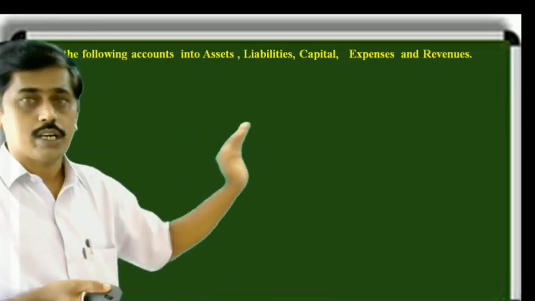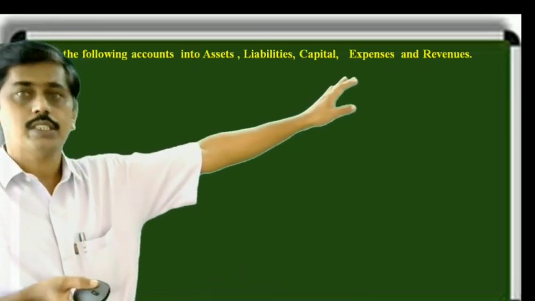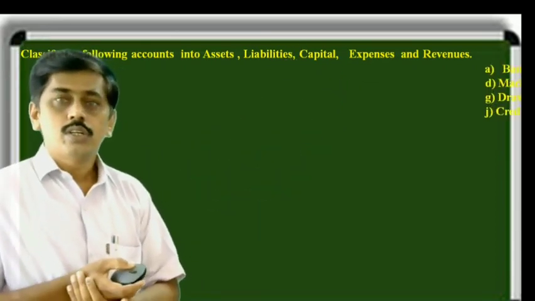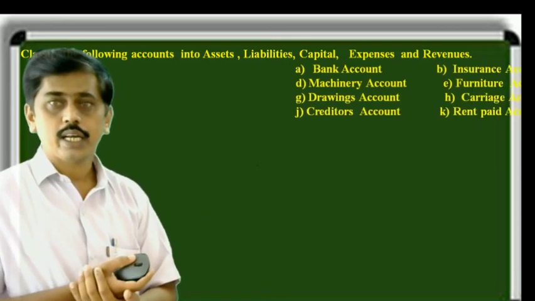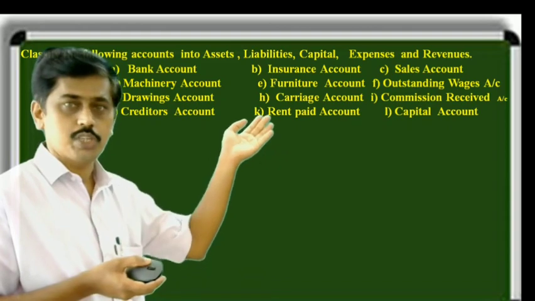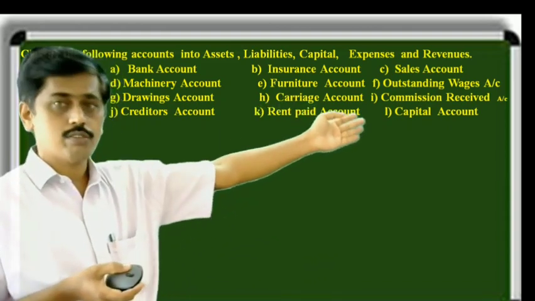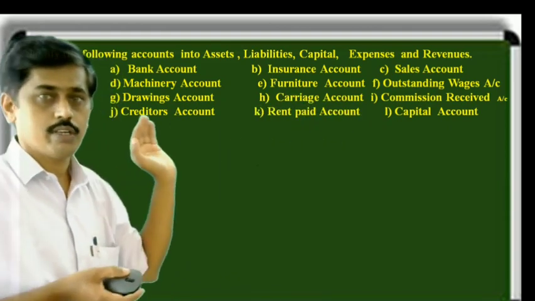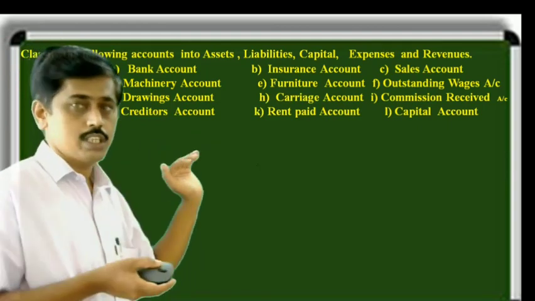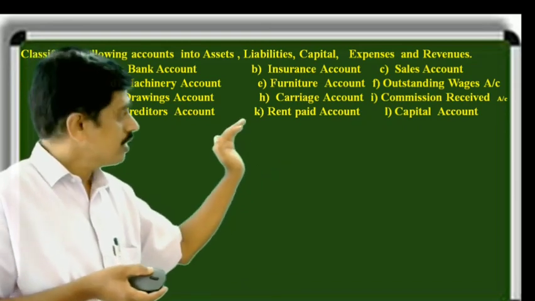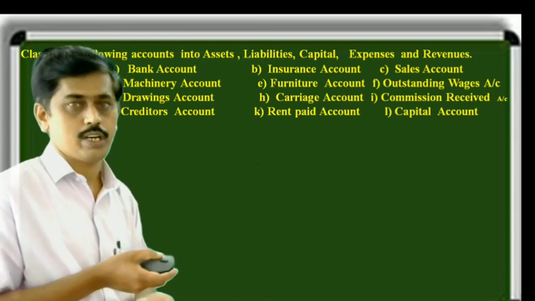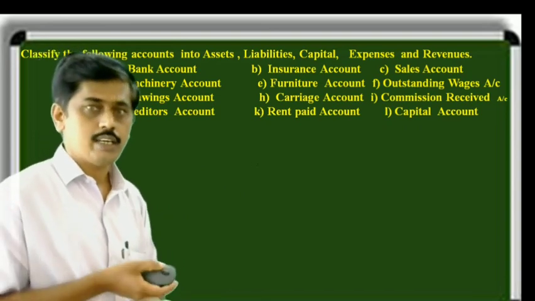Classify the following accounts into assets, liabilities, capital, expenses and revenues. Note down: bank account, insurance account, sales account, machinery account, furniture account, outstanding wages account, drawings account, carriage account, commission received account, creditors account, rent paid account and capital account. So take the heading again.